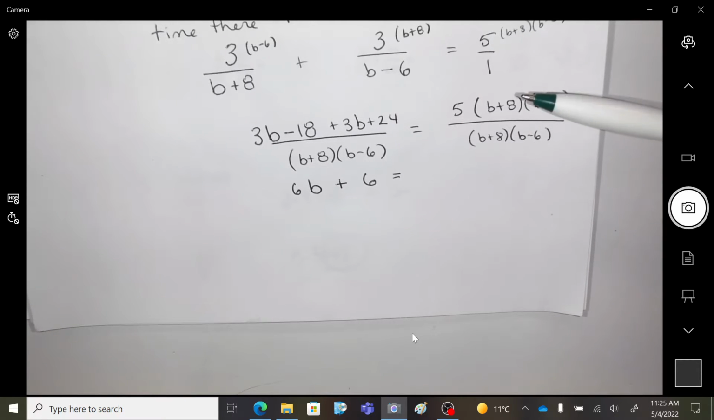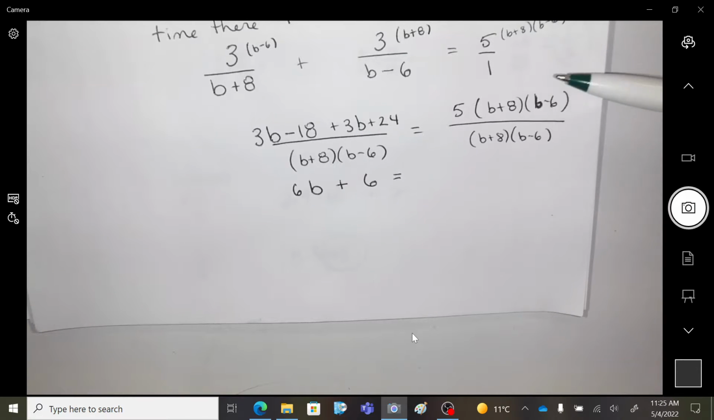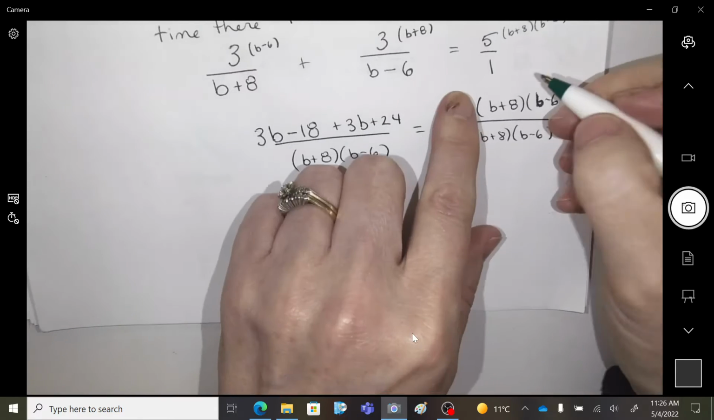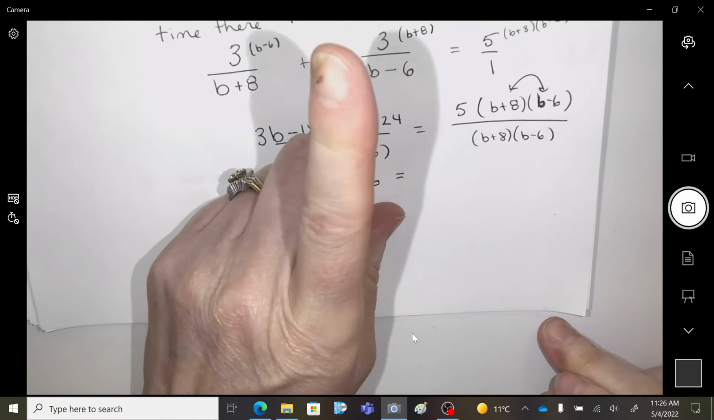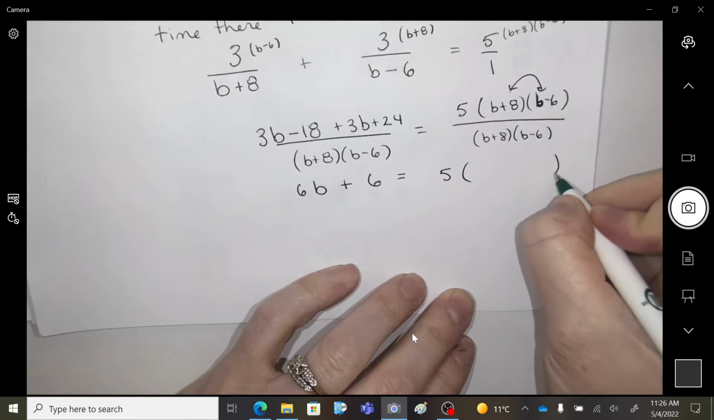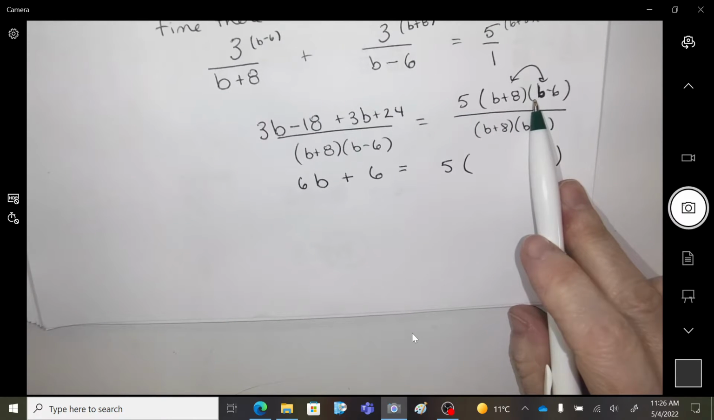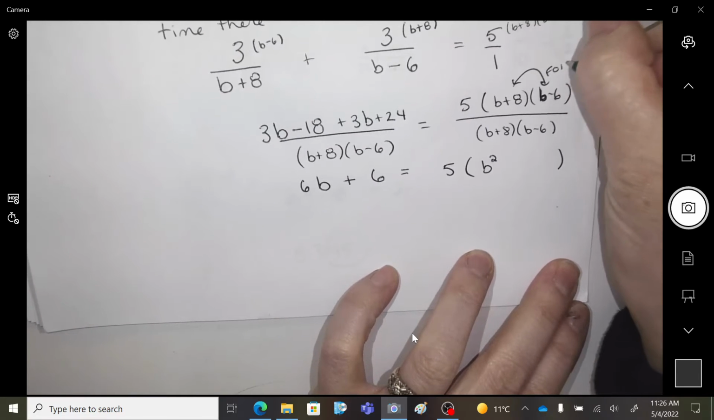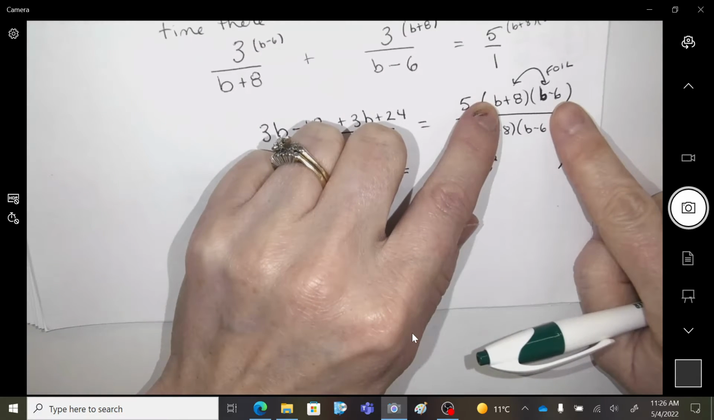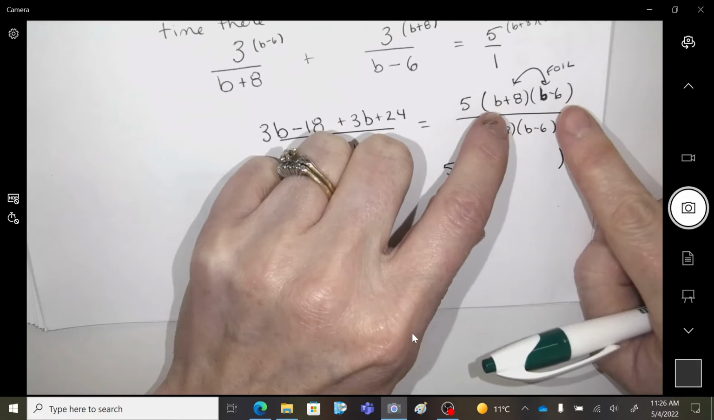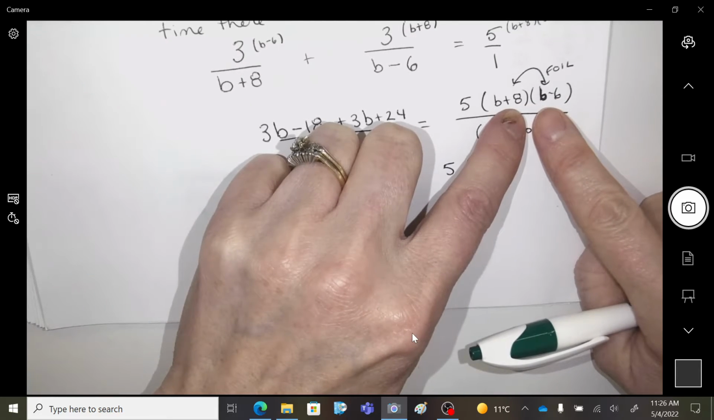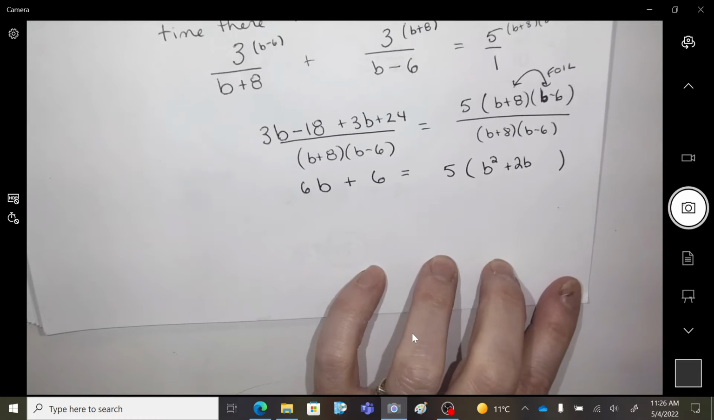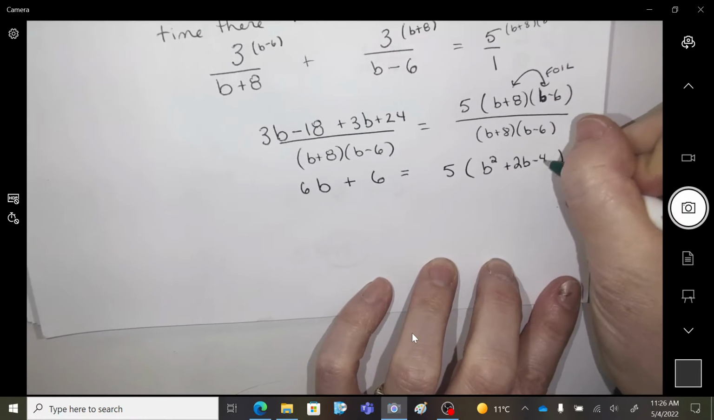Okay, on this right side, here's where I've said before, you have 3 things getting multiplied. So pick 2 things, just do the 2 things that you pick, and then by the third. So I'm going to pick these 2 things to multiply, and then eventually by 5. Okay, I'm going to FOIL this, and I'm going to combine the outside and inside. So b squared, first times first. Outside is negative 6b, inside is plus 8b. Can you put those together already? Negative 6 plus 8, plus 2b. And then the last is minus 48.